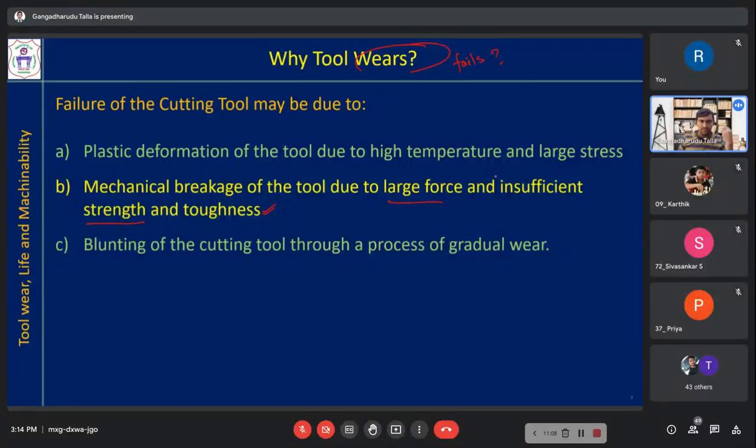Now the third form is blunting of the cutting tool through a process of gradual wear. So gradually the tool is losing some material from different areas. It may be at the tool tip or at the cutting edge, or on the rake surface or on the flank surface, some amount of tool material is lost gradually. So why does the tool wear? There are different mechanisms of tool wear. Those things we'll discuss in the coming slides. Our focus will be on tool wear mainly.